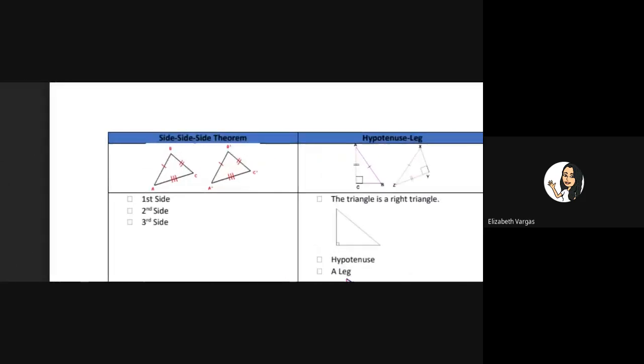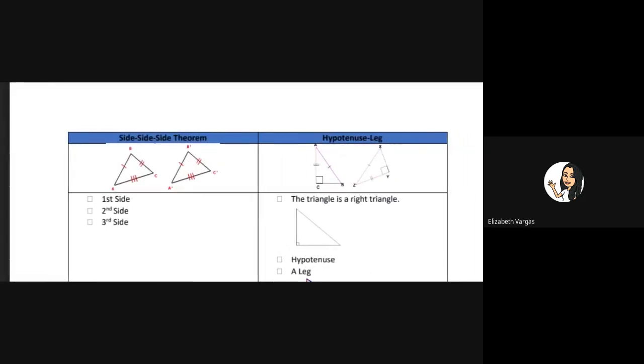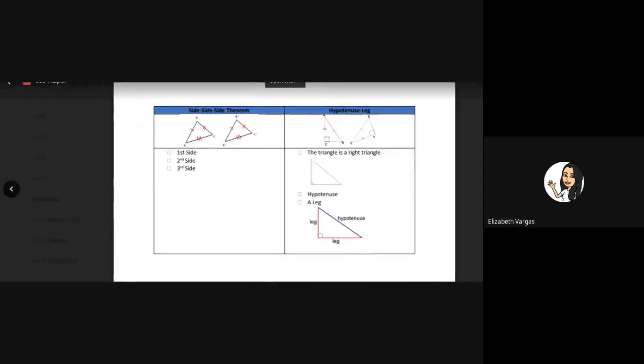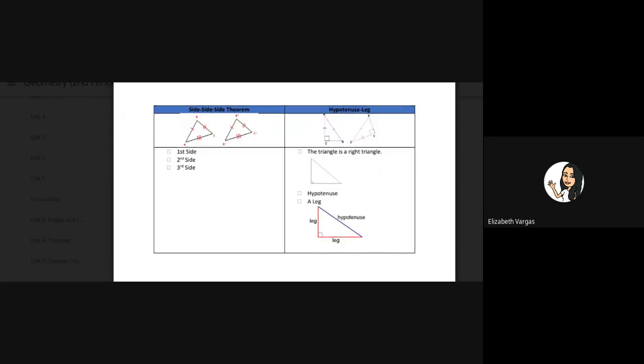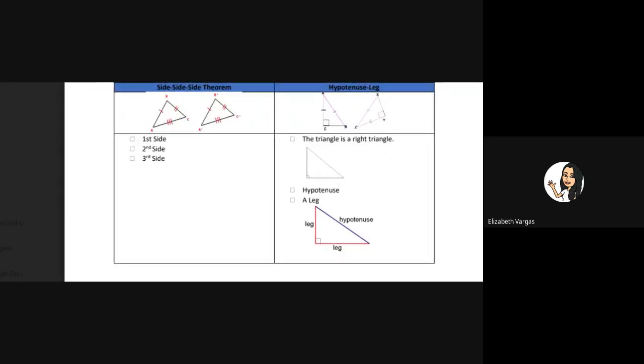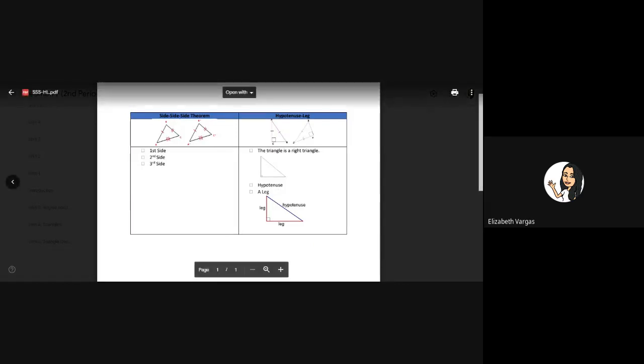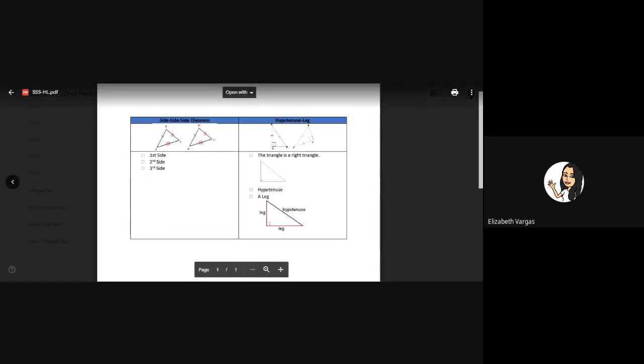So what am I trying to prove? Using the side, side, side theorem, I'm trying to prove that all three of my angles are congruent. Using the hypotenuse leg theorem, I need to prove that I have a right triangle. This is what a right triangle looks like. I need to prove that my hypotenuses are congruent, and then at least one of my legs are congruent. Either it be this leg or this leg, whatever one I want to prove. So those are the criteria I need to meet in order to prove congruence of two triangles using these different theorems. Okay, pretty straightforward. Any questions?